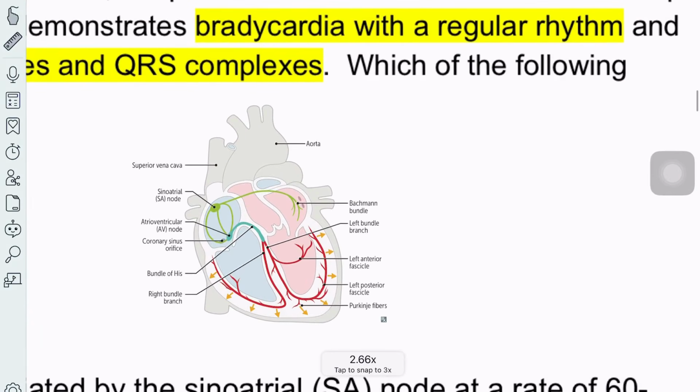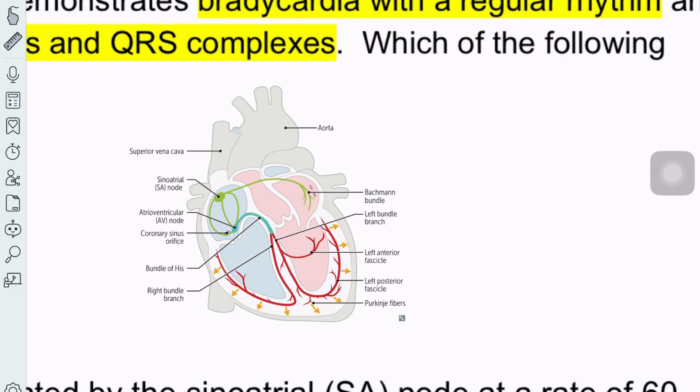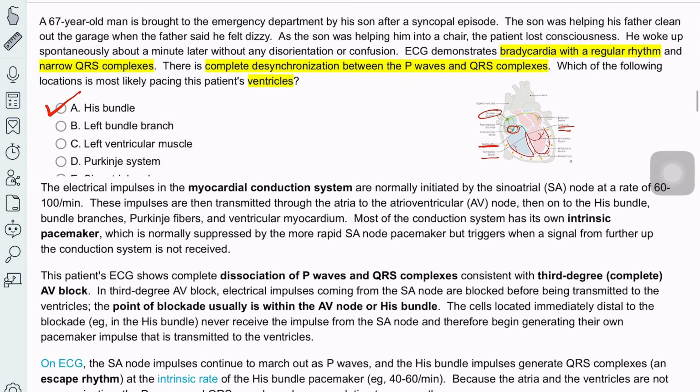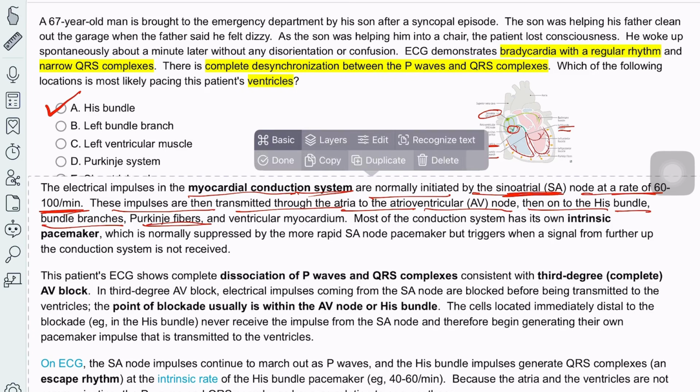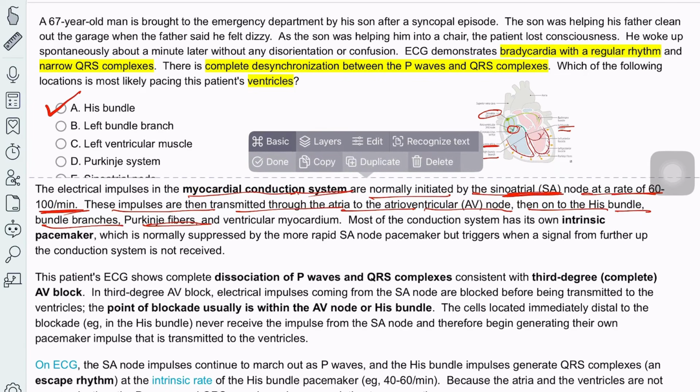See, this is the normal conduction system of the heart. The impulses are generated in the SA node. Then they travel to the AV node, and then via bundle of His they travel to the right and left bundle branch, and then through the Purkinje fibers into the ventricular muscle. The electrical impulses in the myocardial conduction system are normally initiated by the SA node at the rate of 60 to 100 per minute. These impulses are then transmitted through the atria to the AV node, then onto the bundle of His, bundle branch, Purkinje fiber and ventricular myocardium.